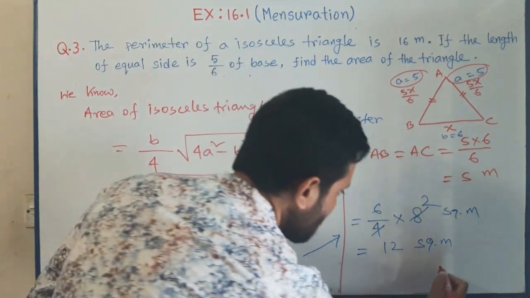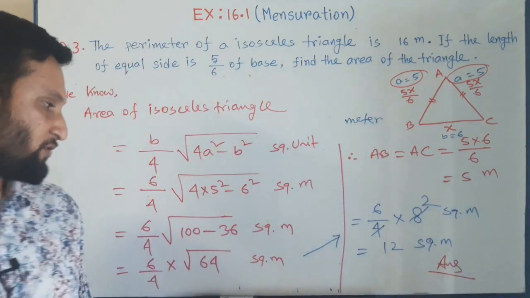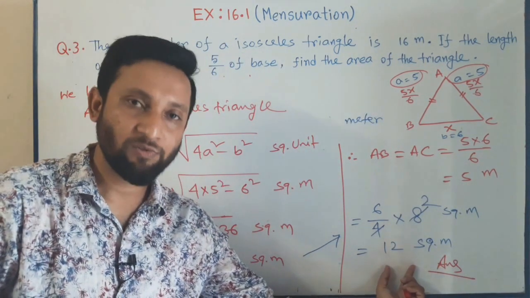I hope everybody is clear. So the area of the isosceles triangle is 12 square meter.